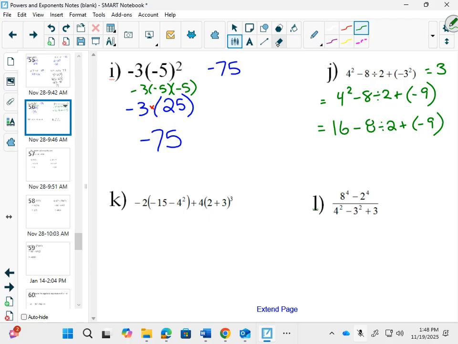Una pregunta, ¿y por qué el 4 se transforma en 16 si se supone que... Because 4 squared significa 4 por 4.